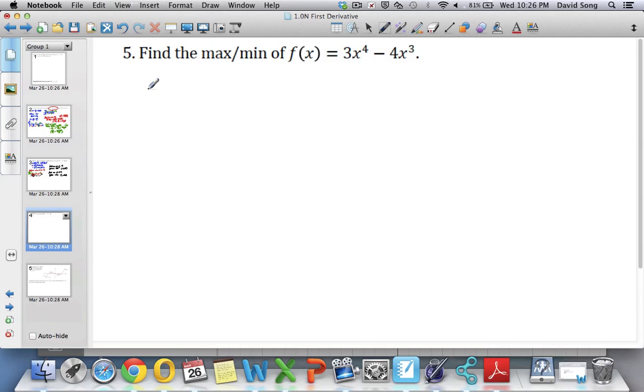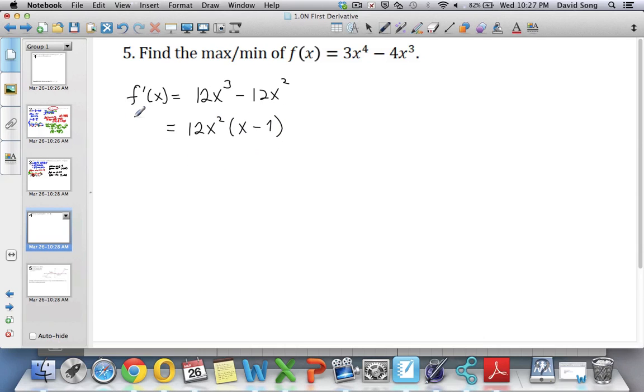Okay, find the max and min of f of x is equal to 3x to the fourth minus 4x cubed. Let's first find f prime of x. Okay, this will be 12x cubed minus 12x squared. So I can factor out 12x squared, and I'll get x minus 1.